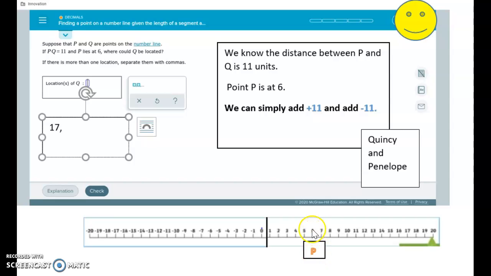So here's Penelope. We're going to move 11 units. Unit just means here, 1, 2. These are just units. So we're going to move 11 units to the left now. 1, 2, 3, 4, 5, 6, 7, 8, 9, 10, 11. That confirms our answer. So the next answer is going to be negative 5. So these are our two possible answers, and that is it for this question.